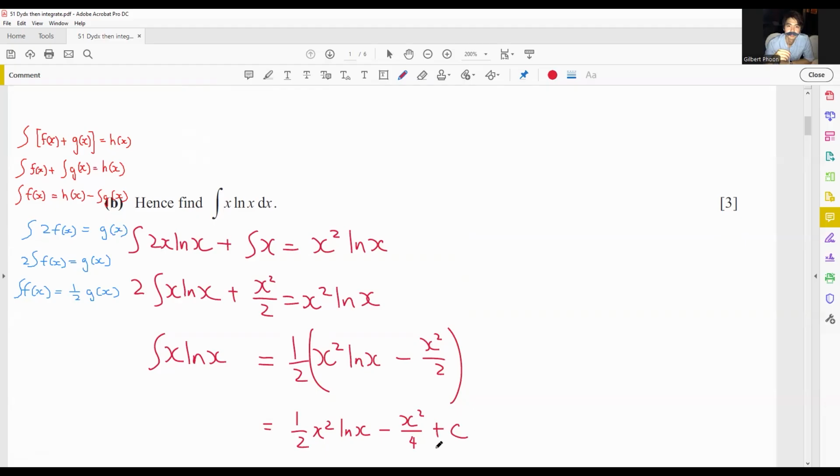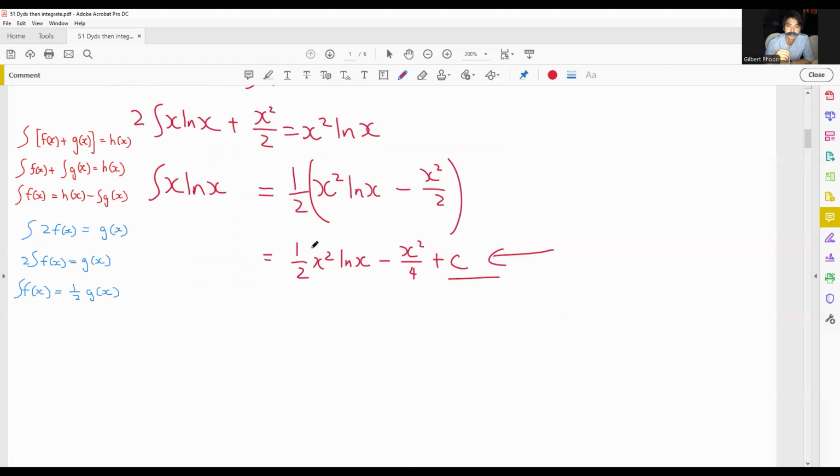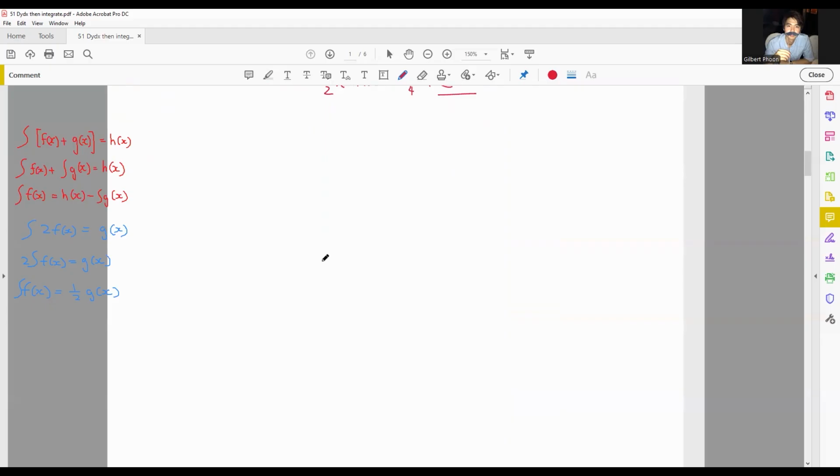Okay, very important to include the plus c only at the back, instead of adding it here, and then when you divide, you get c over 2. This is the wrong way of doing it. So like I said, only add c at the very last step. Okay, now next question.